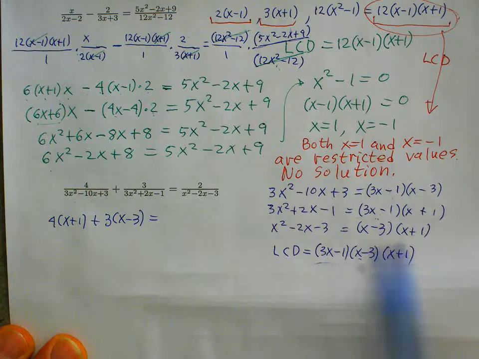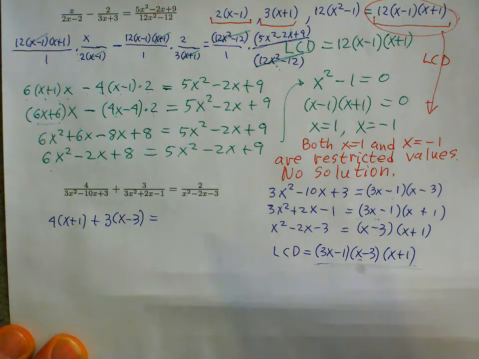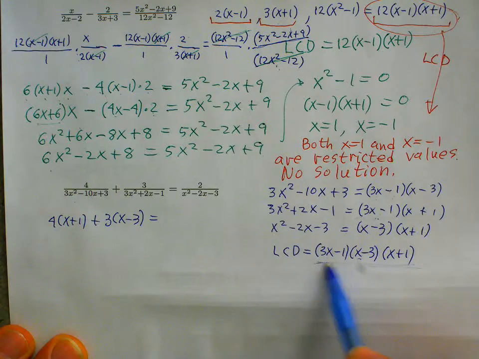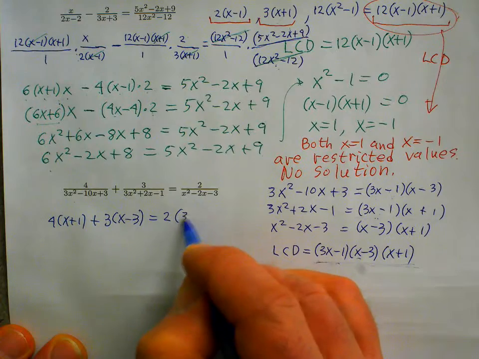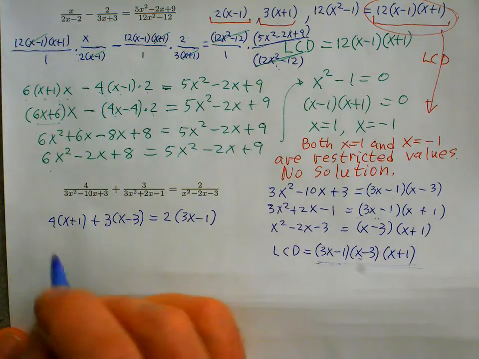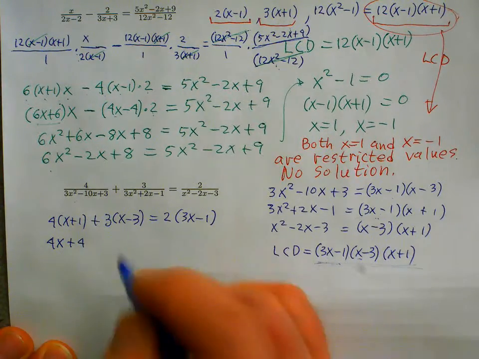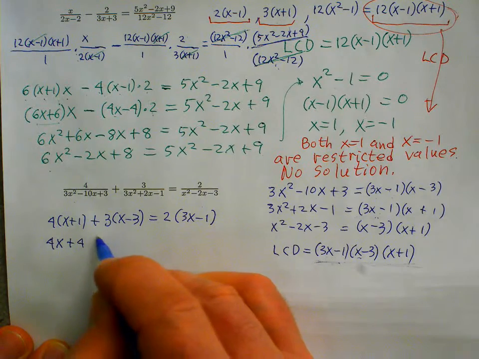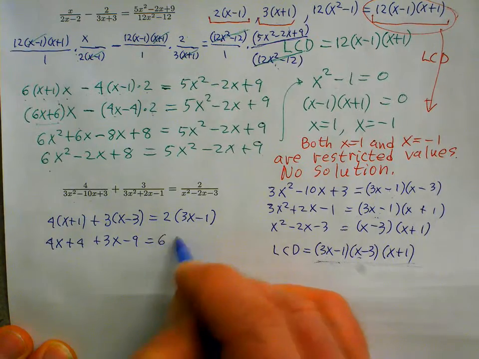And then on the right-hand side, this time the x minus 3 and the x plus 1 factors cancel, which leaves us with the factor 3x minus 1. So this one becomes 2 times 3x minus 1. So we have a few seconds left. We can apply the distributive property. 4 times x plus 1 is 4x plus 4. And then plus 3x minus 9 equals 6x minus 2.